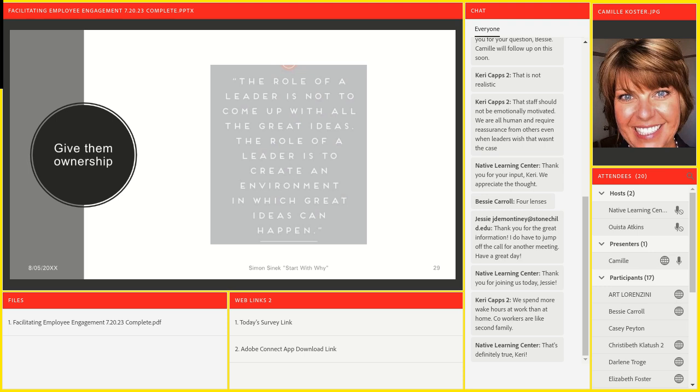So we are getting close to the end, and this is one of my favorite quotes. It's not our job to show up and have all the answers. Our role is to create an environment in which great things can happen. Our role is to open the doors to allow our employees to do great things.